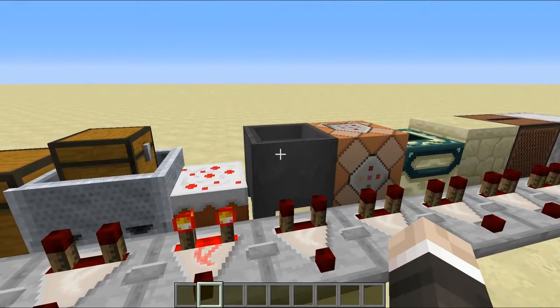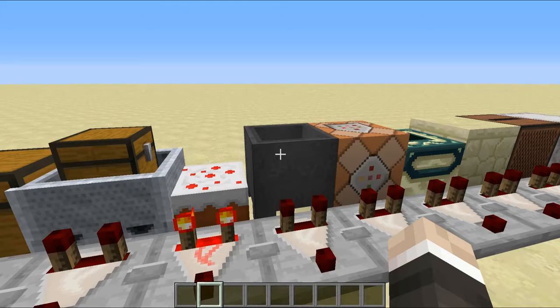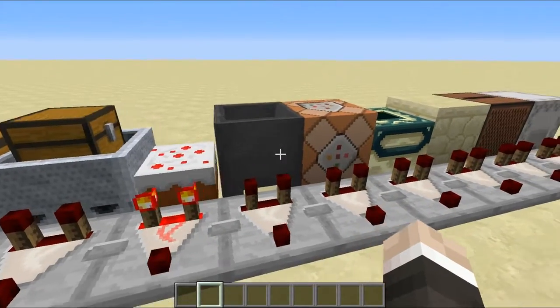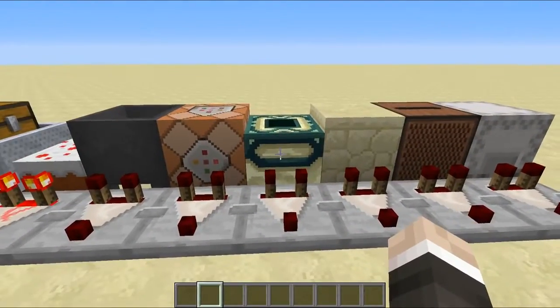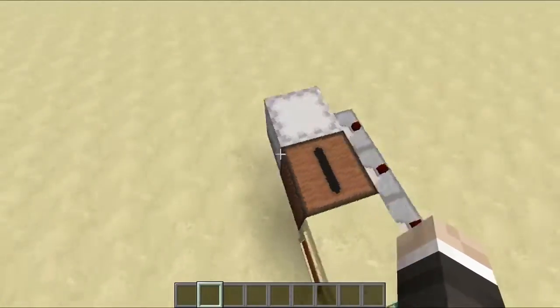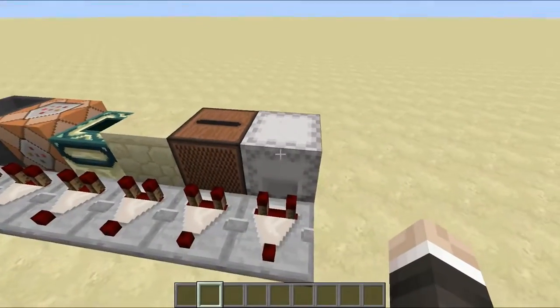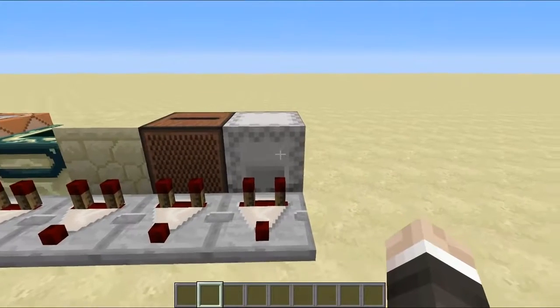Then we have the strange ones, which are the cake, the cauldron, which is definitely one of the most useful things because cauldrons are movable objects, so that's basically a movable power block. Then we've got the command block, the end portal frame, we've got the item frame, the jukebox, and as of Minecraft 1.11, we also have the shulker box.